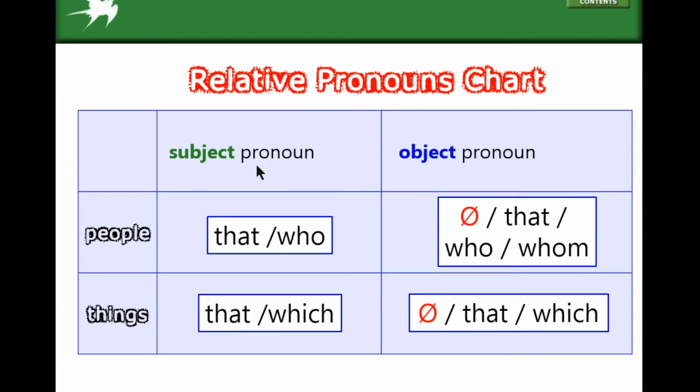And if the relative pronoun is followed by a verb, the relative pronoun is a subject pronoun. However, if a relative pronoun is not followed by a verb, but by a noun or pronoun, then the relative pronoun is an object pronoun.